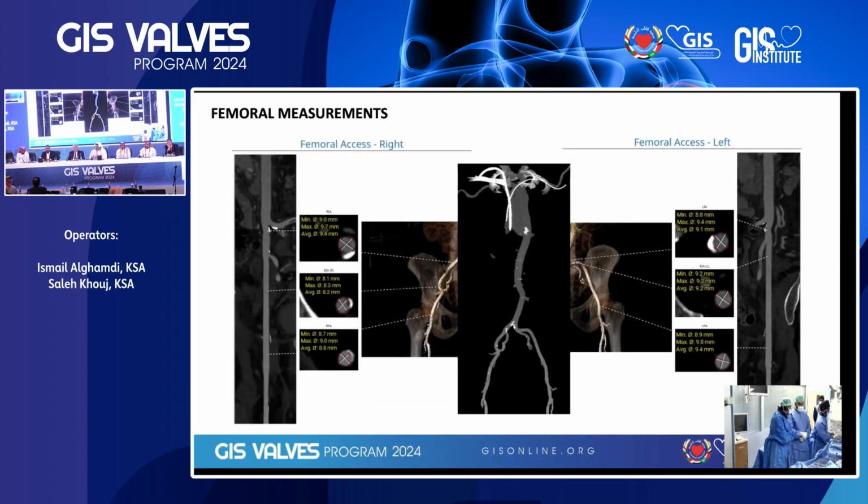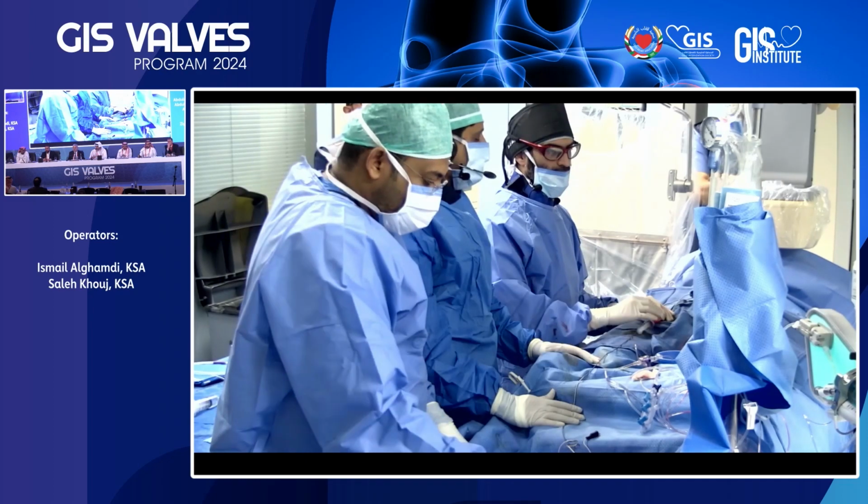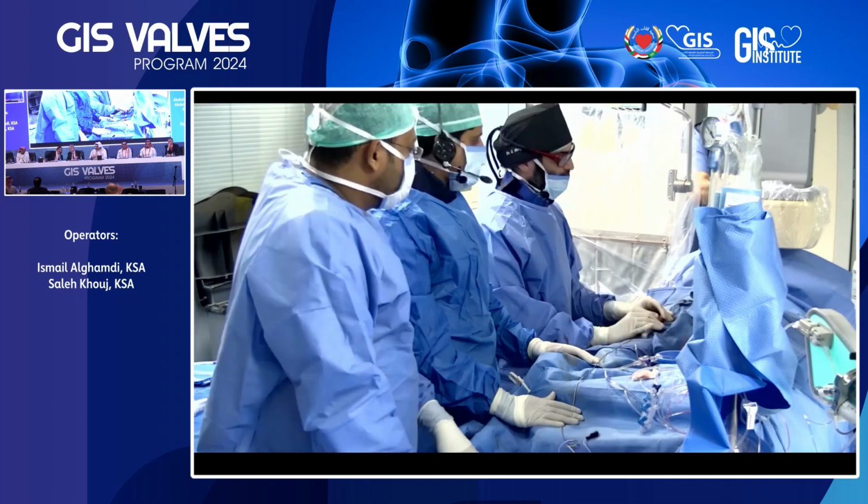Thank you, Dr. Ismail. So we usually go with the minimalistic approach, as most of the centers are doing. Conscious sedation, no central line. We usually go one femoral access for the delivery of the valve, and the second access is a radial. However, this patient has chronic kidney disease and is on dialysis, and he might have an AV fistula later on for the dialysis, so we avoided touching his radials.